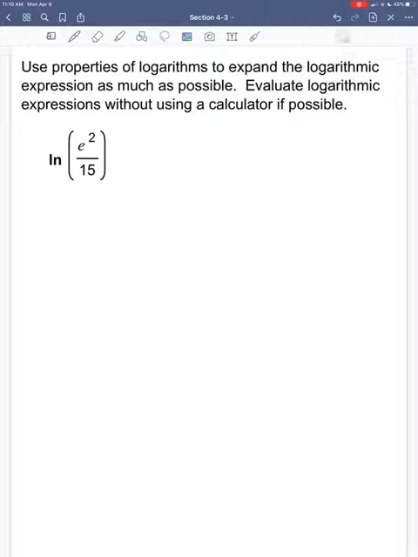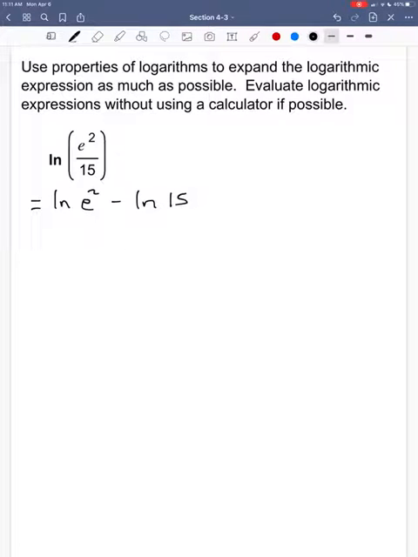So I have the log of a quotient, and the properties of logarithms say if I have the log of a quotient, I can rewrite that as the difference of the logarithms. So I'm going to rewrite this as a subtraction problem with logarithms, the log of the top minus the log of the bottom. So I get natural log of e squared minus natural log of 15.